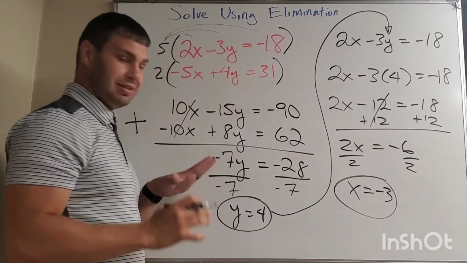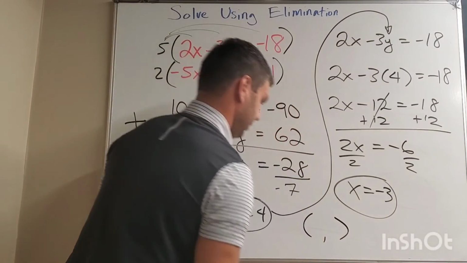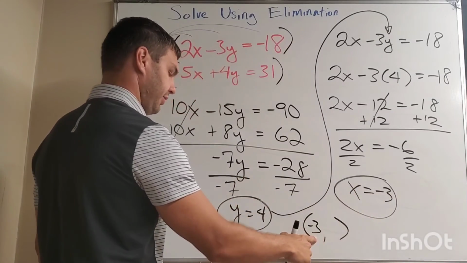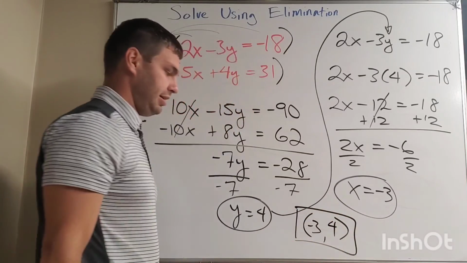Your answer, though, is an ordered pair. Not like this, but like this. And we write our x first, x is negative 3. Even though we found that second, it still goes first. And then the y, 4. So our final answer is (negative 3, 4).